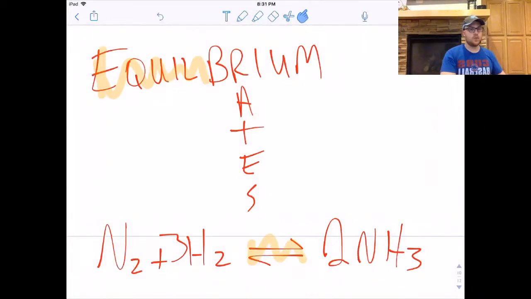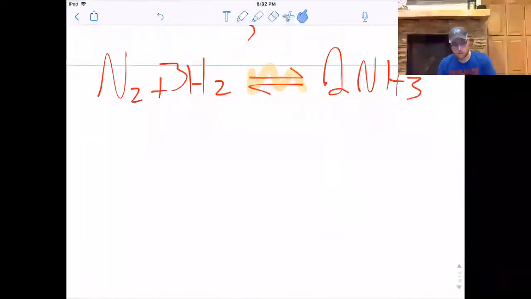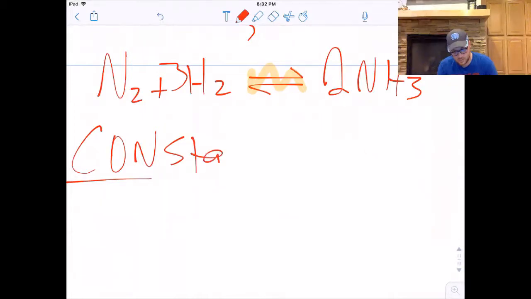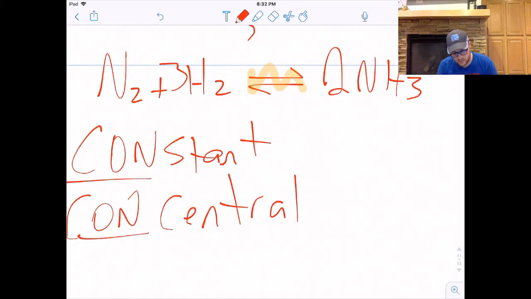Equal rates. The other thing about equilibrium is this is alliterative. Constant concentrations. So at equilibrium, the rate at which these reactions are occurring is equal, and the amounts are staying constant. So the amounts don't have to be equal. The amounts just will remain the same.